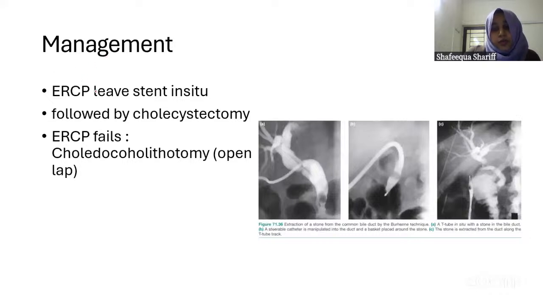Management. Coming to management, in the case that we initially saw, we will do an ERCP because the liver enzymes are raised and the patient has severe jaundice. We will leave this stent in situ for the jaundice levels to come down, and then follow it by a laparoscopic cholecystectomy after 6 weeks. If we are unable to do an ERCP, we can plan to do a choledochotomy for the patient, which can be done either open or laparoscopically.